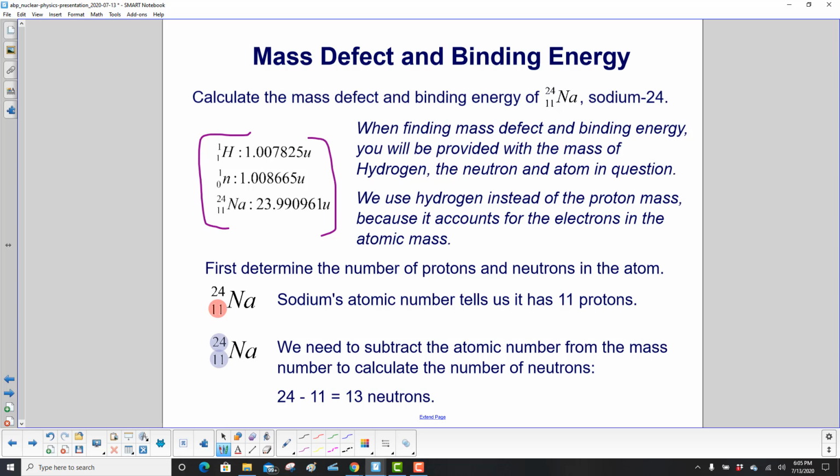First thing, determine the number of protons and neutrons in the atom. Sodium's atomic number tells us that there are 11 protons. You need to subtract the atomic number from the atomic mass, 24 minus 11, and find out that it has 13 neutrons.